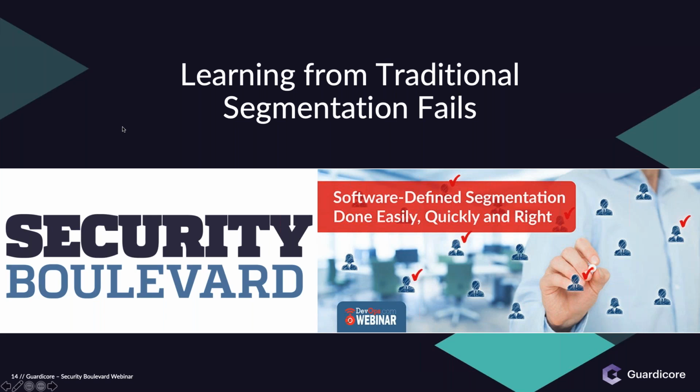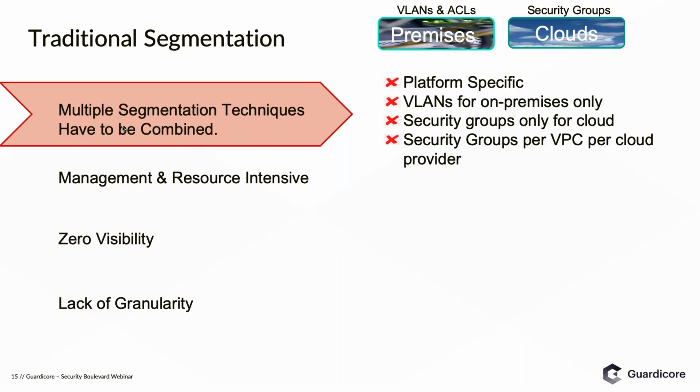So, learning from traditional segmentation fails. Just as we've been successful, part of that was learning from the mistakes of others. And there's a real problem with traditional segmentation. Of course, what people try first is traditional segmentation. And the problems are, across your heterogeneous environment, they can't be applied equally, evenly in a single way. So for example, on premises, people use VLANs and ACLs. In clouds, they use security groups. And the challenge here is you have to combine these multiple techniques together. So they're platform specific. VLANs are only for on-premise, security groups are only for clouds.